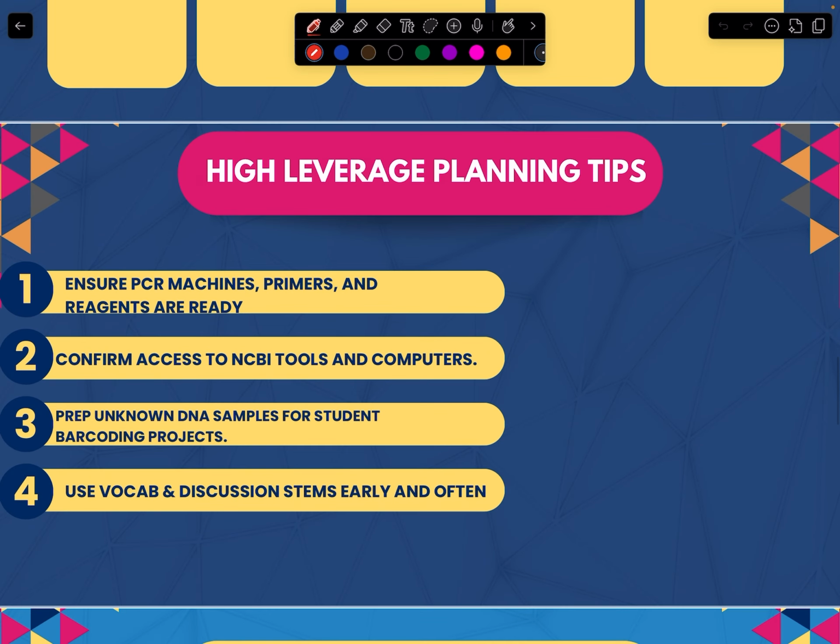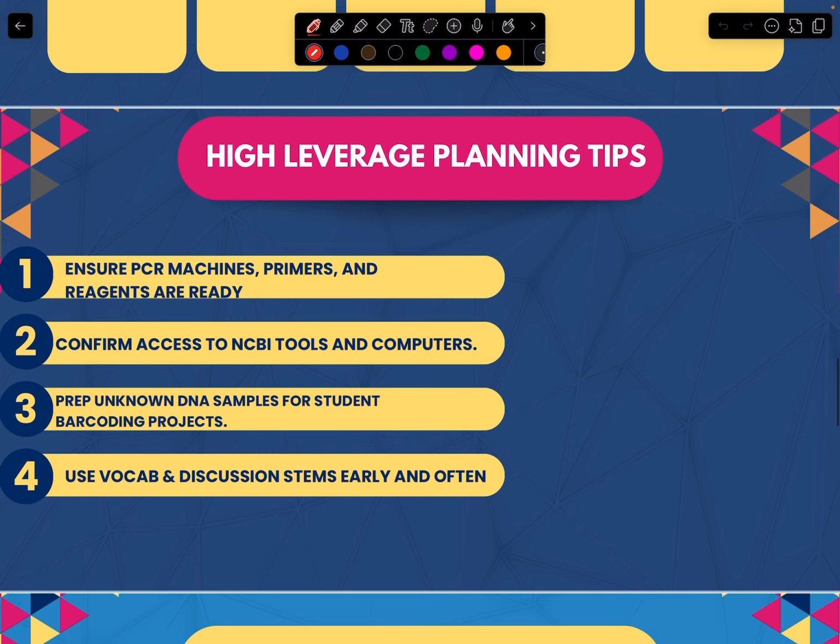So what are some high leverage planning tools or tips for this unit? Number 1, ensure PCR machines, primers, and reagents are always ready. Number 2, confirm access to NCBI tools and computers. Number 3, prep unknown DNA samples for student barcoding projects. And last but not least, use vocab and discussion stems early and very often.